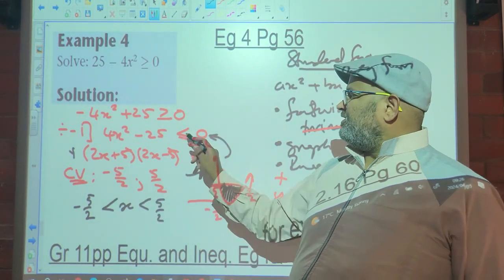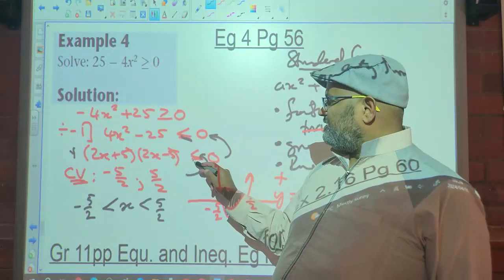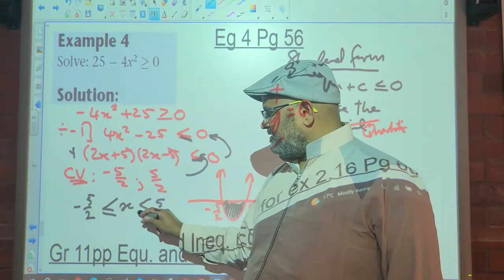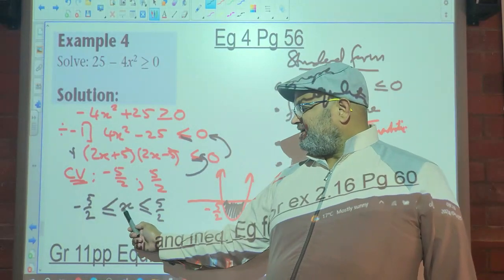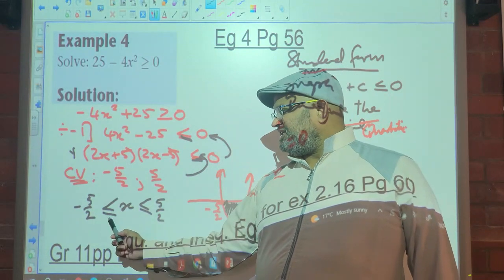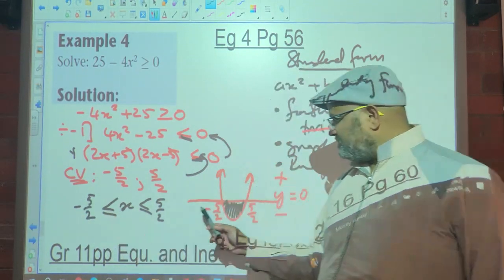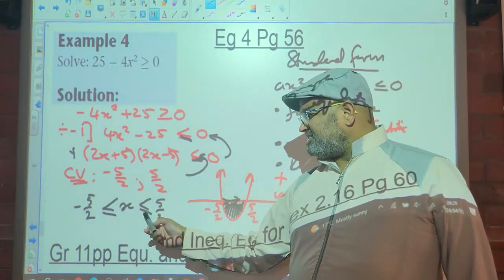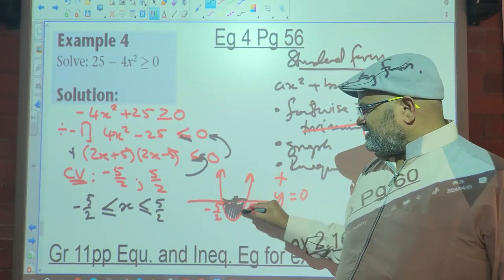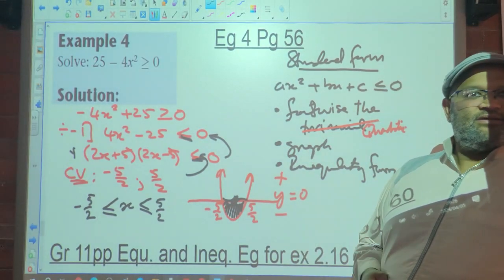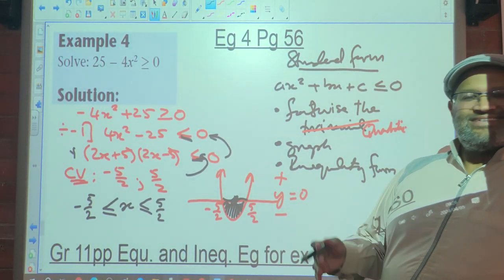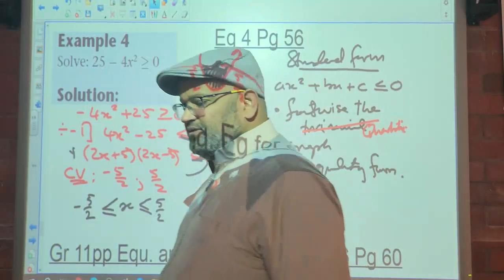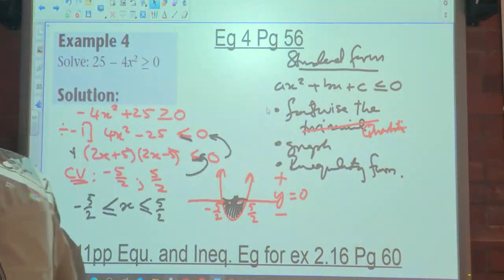Okay? What do you notice here? Equal sign as well. So it must be equal. So this is the inequality. x must be greater than or equal to negative 5 over 2. That is in that direction. But x must be less than or equal to 5 over 2. It's in that direction. Right? You guys understand? Simple mathematics. The sum is worth 4 marks. Okay?